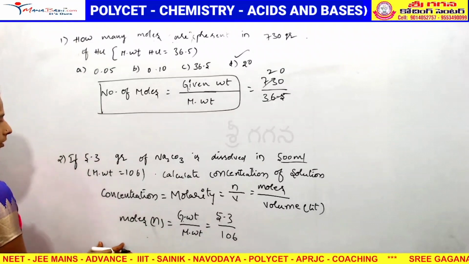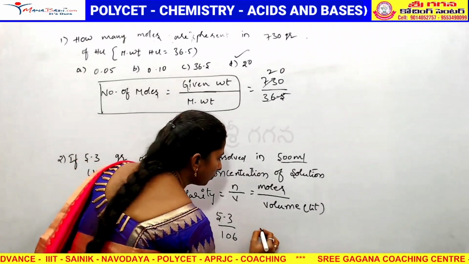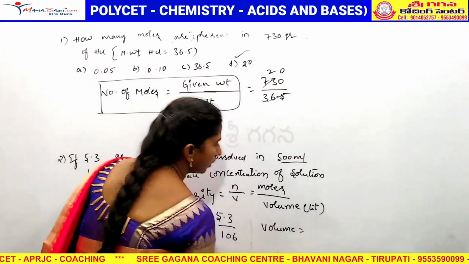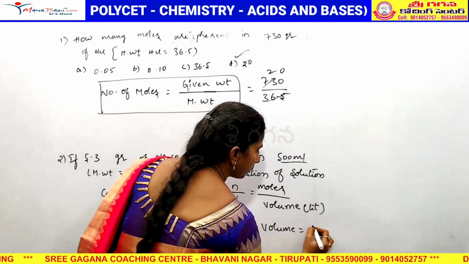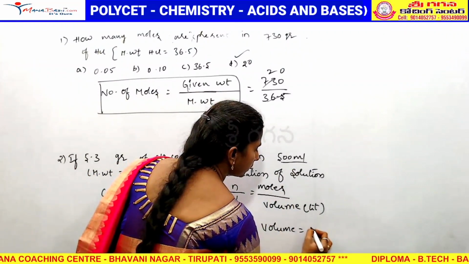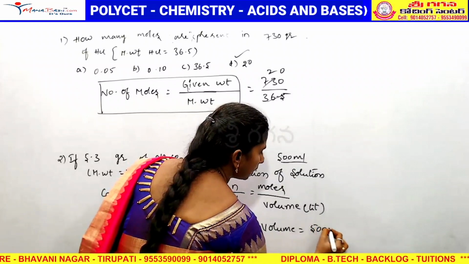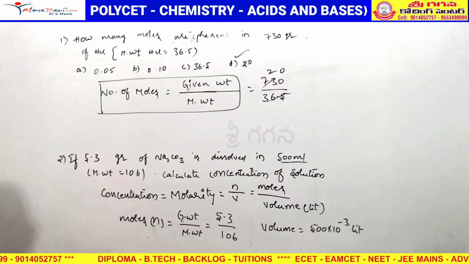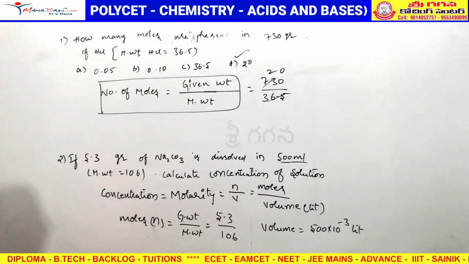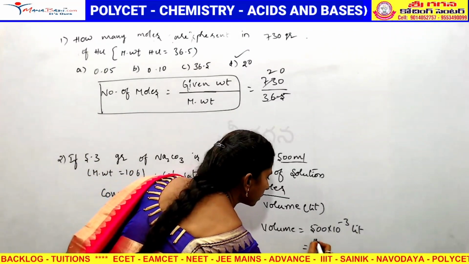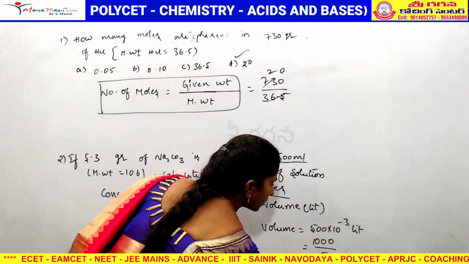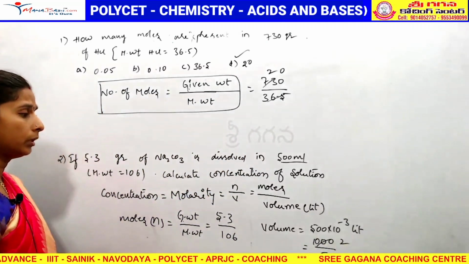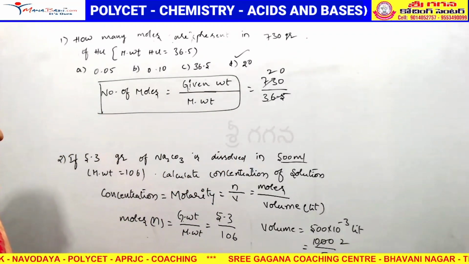And the volume is 500 ml. You need to convert 500 ml into 500 into 10 power minus 3 liters, or otherwise 500 by 1000 liters.